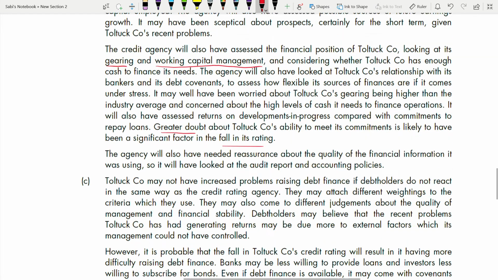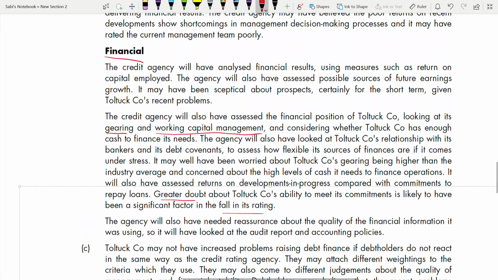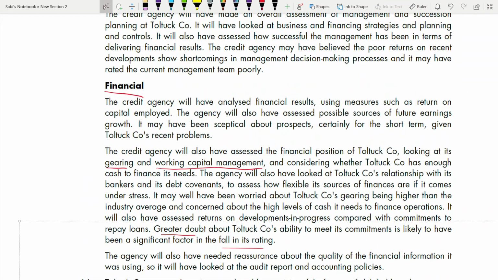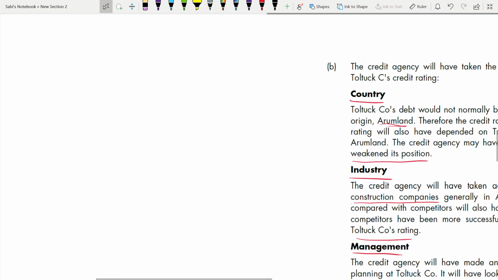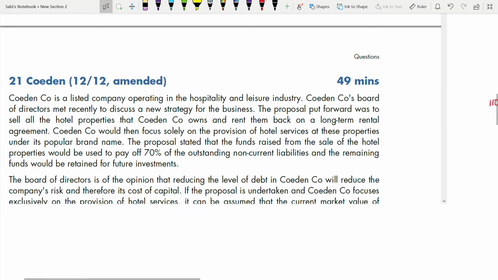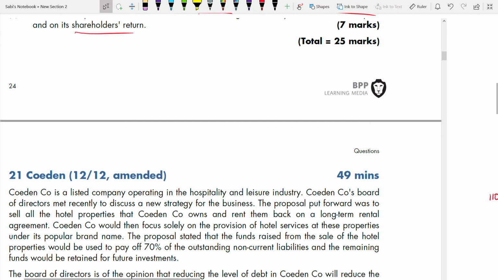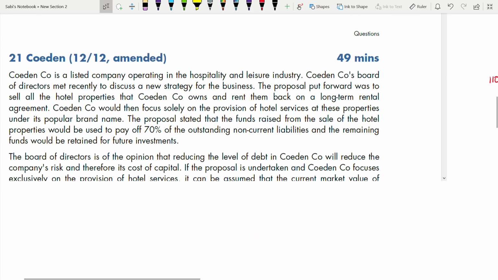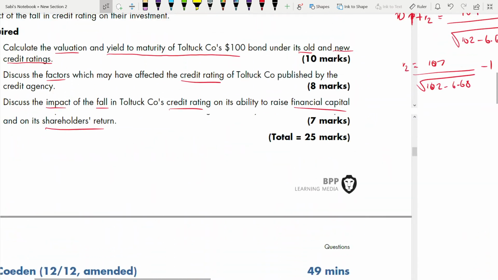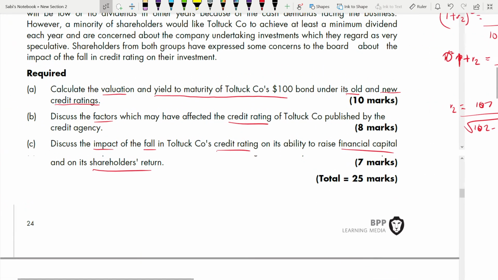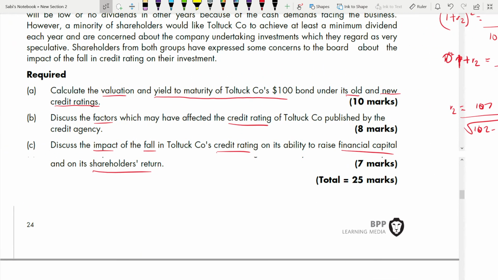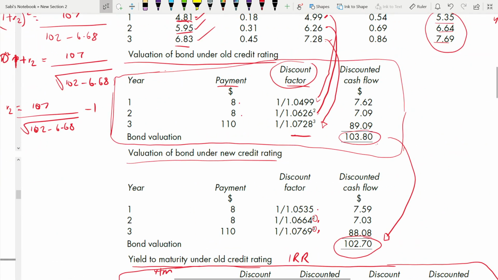So that's it. And coming to part C. What was part C about? Next question is 21. We'll be discussing this in my next video. Question 23: Discuss the impact of a fall in the credit rating on its ability to raise financial capital and on shareholders' return. Very important point.